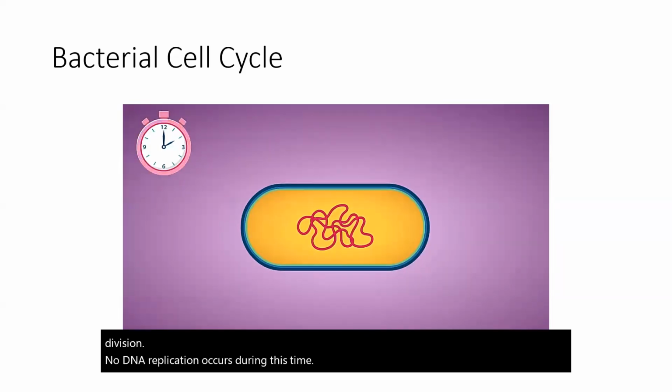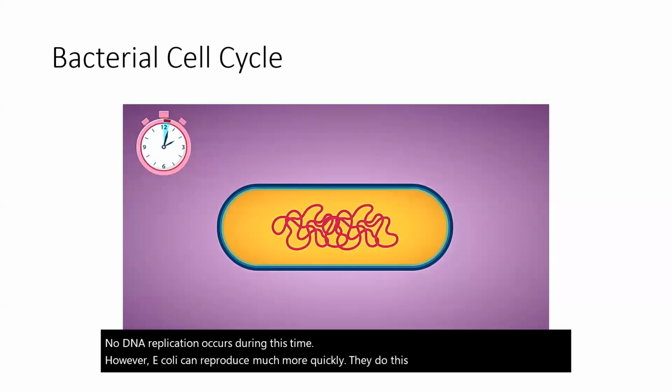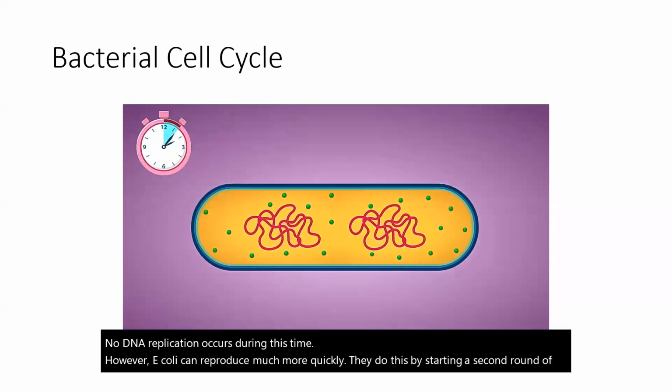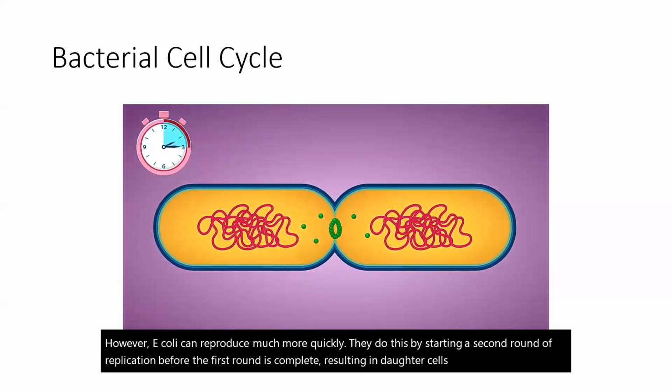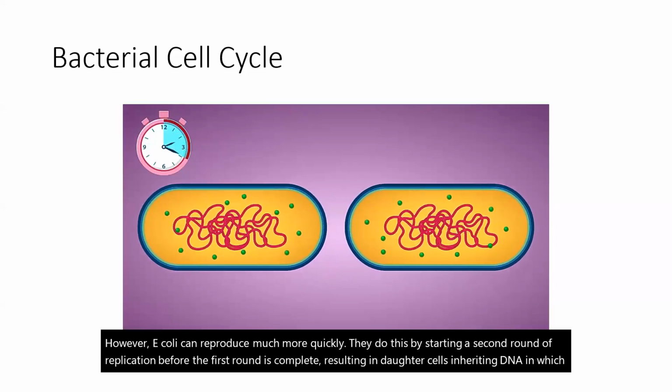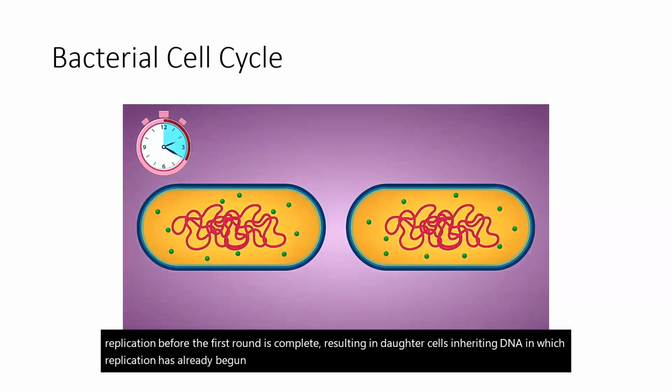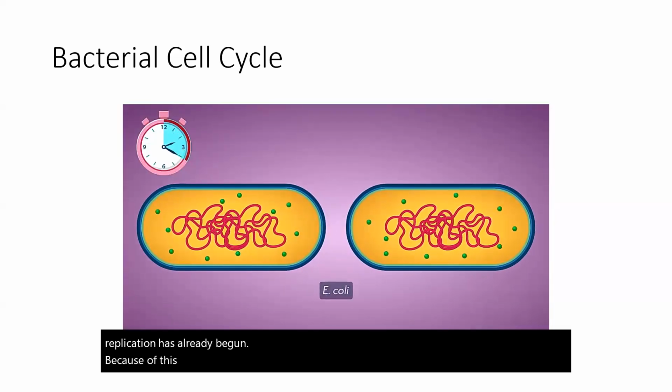However, E. coli can reproduce much more quickly. They do this by starting a second round of replication before the first round is complete, resulting in daughter cells inheriting DNA in which replication has already begun. Because of this, E. coli can actually complete their entire cell cycle in 20 minutes.